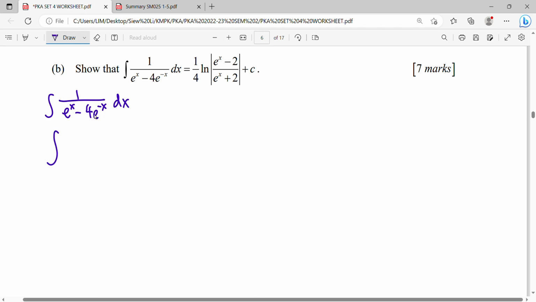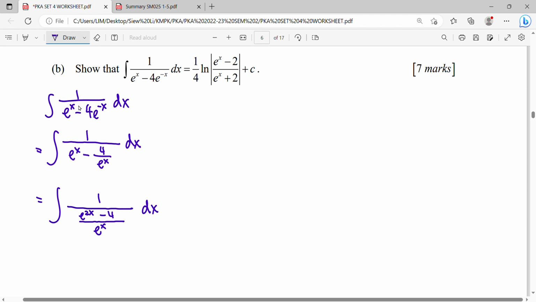Let us simplify this. 1 over, in our denominator here, actually its pattern is (e^x minus 4 over e^x). We simplify to the simplest form first. So, the denominator e^x goes over here, e^(2x) minus 4. So when I rearrange this fraction, it is equal to e^x over e^(2x) minus 4.